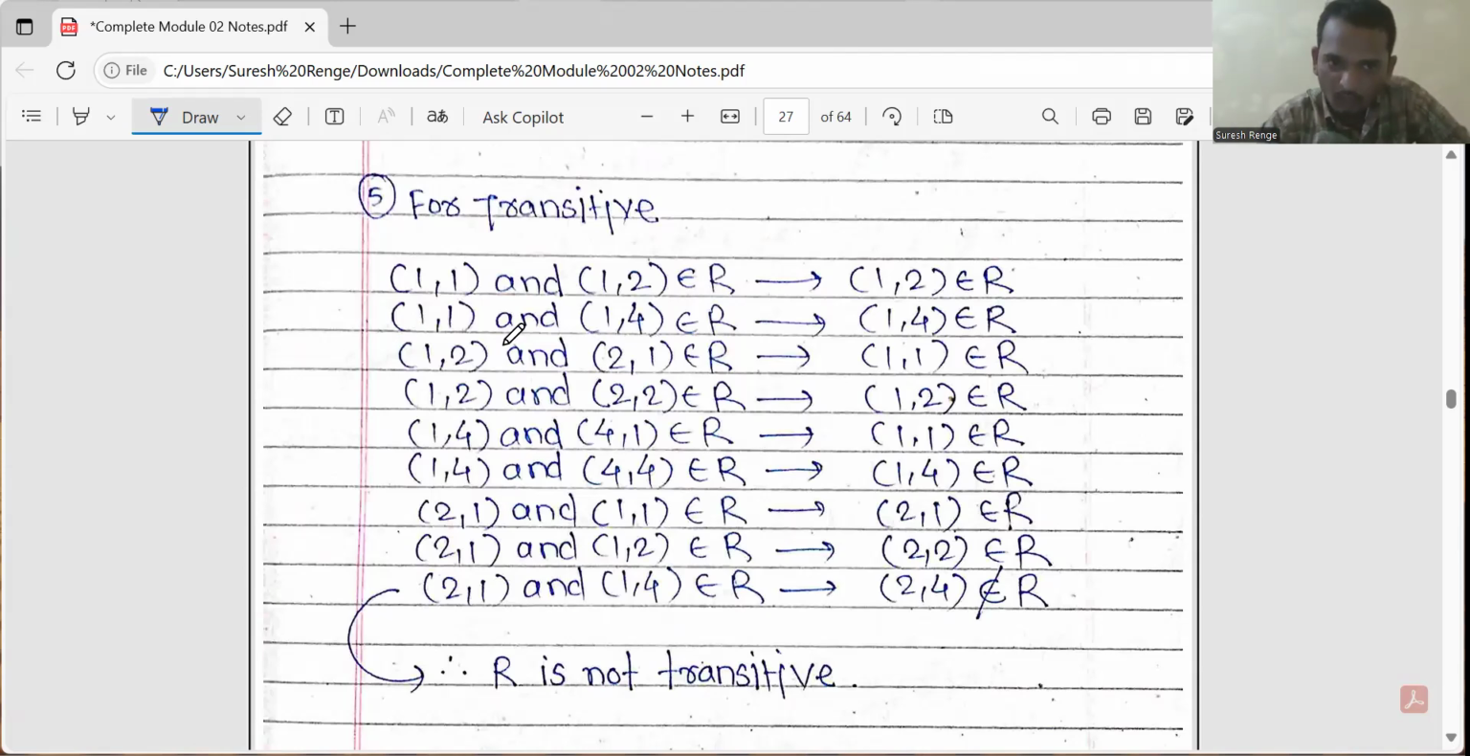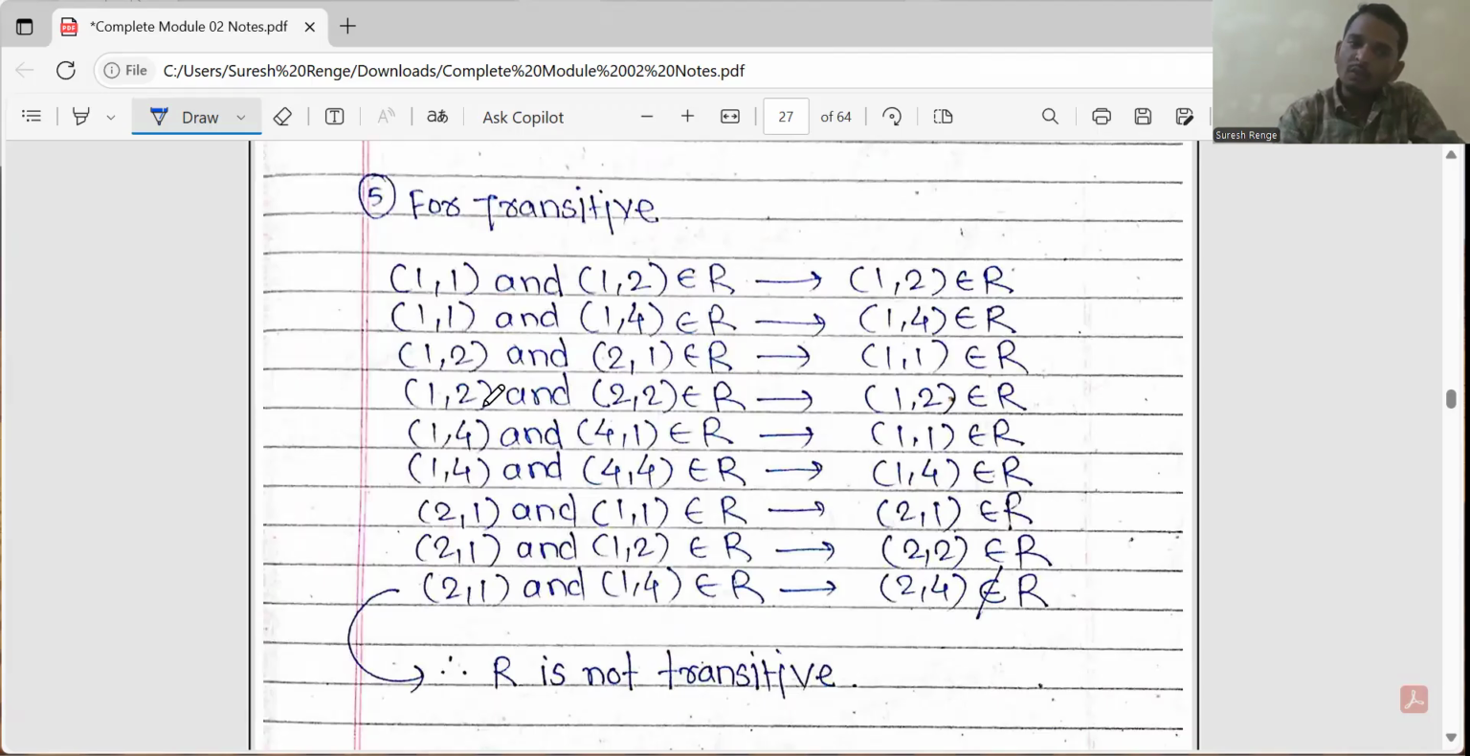(1,2) belongs to your original relation, and (2,1) also belongs to your original relation. According to the transitive property, A is related to B, B is related to C, that implies A is directly related to C. Means (1,1), which is A directly related to C. Then (1,1) also belongs to your relation. The (1,1) is available in your relation.